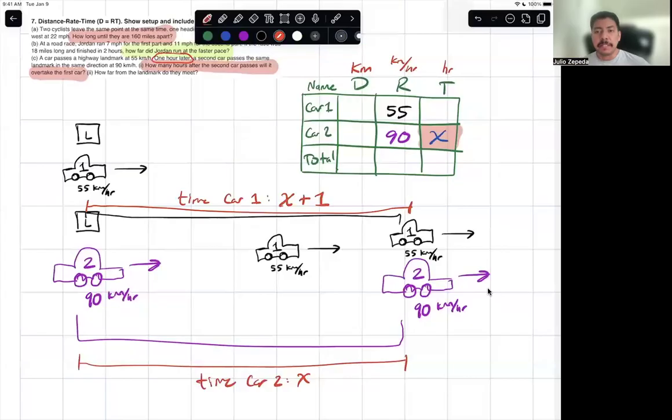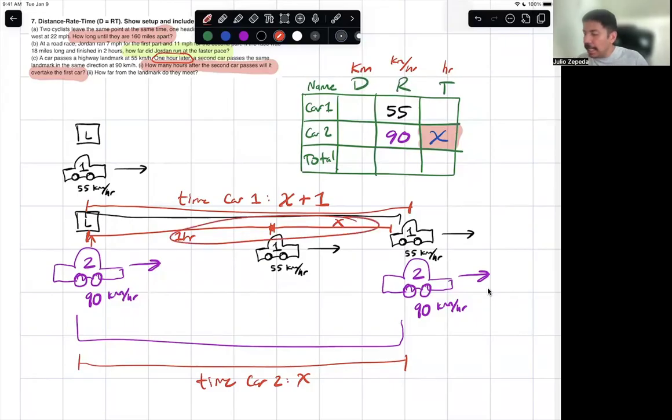Car 1 had already been traveling for 1 hour at the time. I drew it in my picture. Car one's time was 1 hour at the moment that car two was passing the landmark. So here we were 1 hour in. Then it takes x hours for car two to catch up. Well, then those x hours are also added onto car one's time, giving us a total of x plus 1 hours of travel time for car one. Okay, so we'll put x plus 1 here.